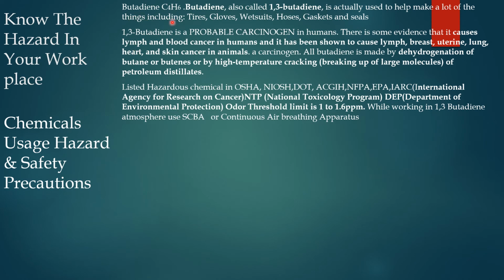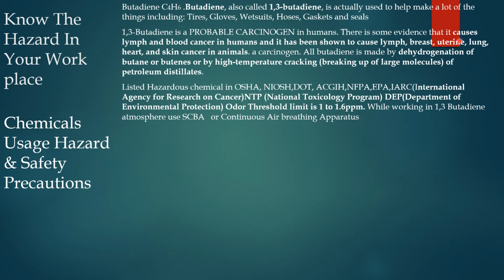Like benzene, butadiene, C4H6, also called 1,3-butadiene, is highly dangerous. It is used to make a lot of things, including tires, gloves, wetsuits, hoses, gaskets, and seals. Butadiene is a raw material for all these manufacturing units. 1,3-butadiene is a probable carcinogen in humans. It's also highly dangerous. It will give cancer.